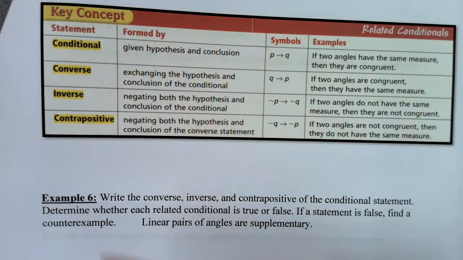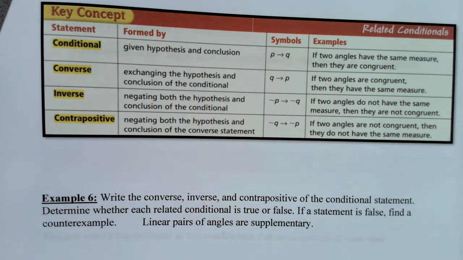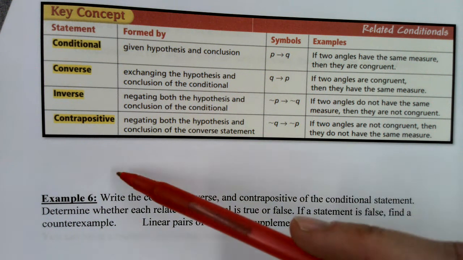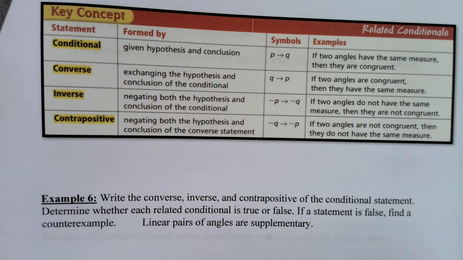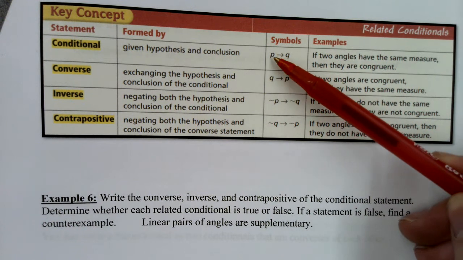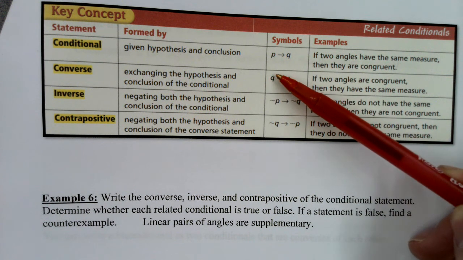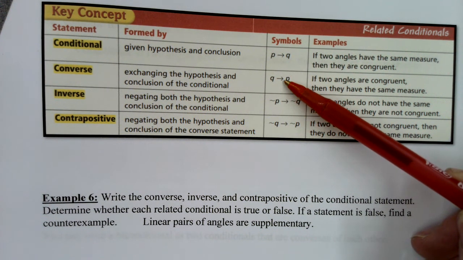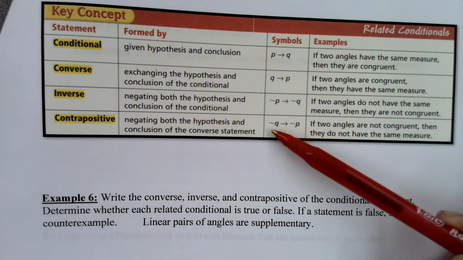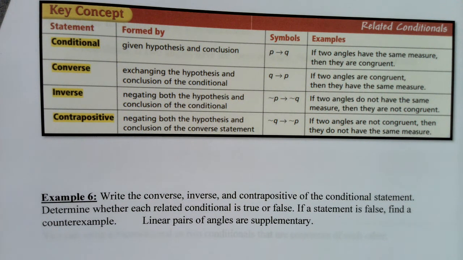Okay, so we went over conditionals, we went over converses. The inverse is when you negate or take the opposite of both the hypothesis and the conclusion. And the contrapositive is when you switch around the hypothesis and conclusion and take the opposite of each. So if you want to look at it in symbols, P implies Q is your conditional statement. The converse is when you switch it around and you say Q implies P. The inverse is when you take the opposite of P, implies the opposite of Q. And the contrapositive is when you switch them around and you say the opposite of Q implies the opposite of P.